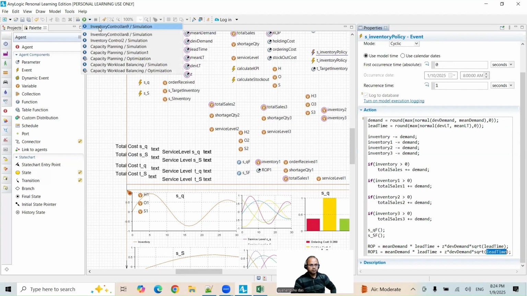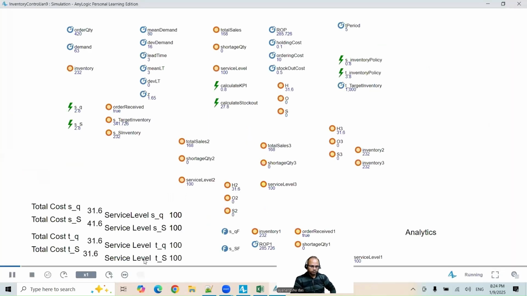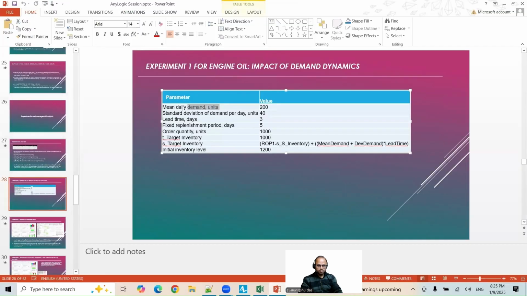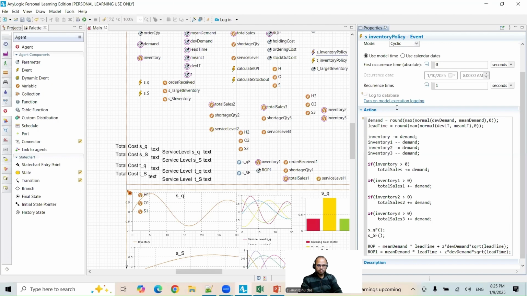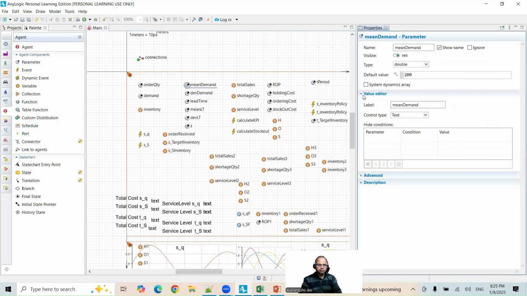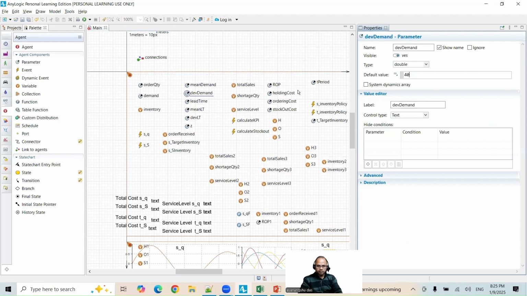So let's now run and see how it behaves with a recalculated ROP. We see that the SS policy is still the best one. Now we'll take a use case where the mean demand is 200 and the standard deviation of demand is 40. And the lead time is 3 days.